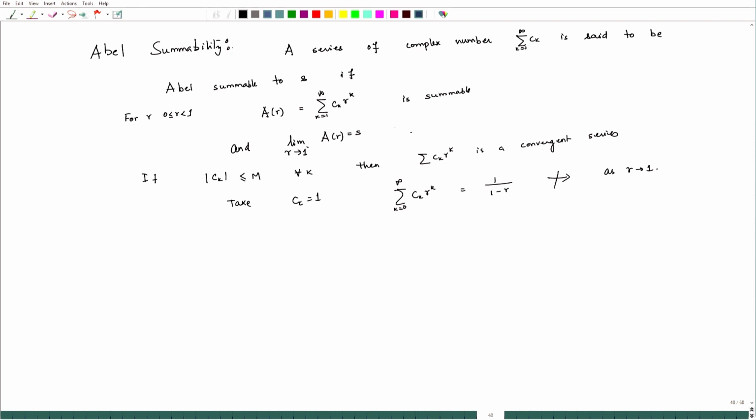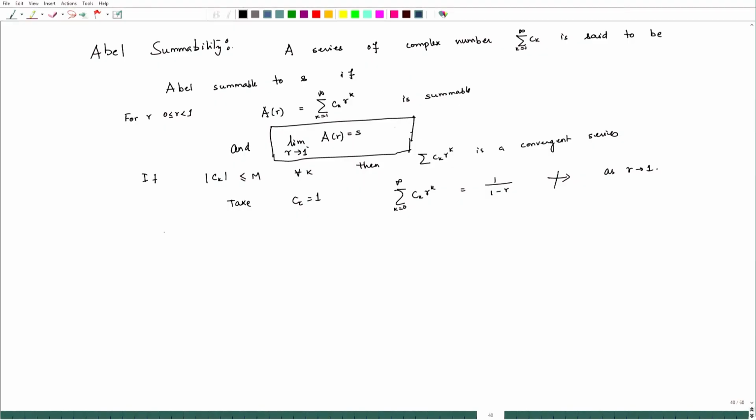So, now we need to take extra care to check, in order to conclude that this is Abel summable, that the limit as r goes to 1 exists. But there can be some unbounded sequence c_k, which can be unbounded, and still A_r is going to exist. For example, let us take c_k equal to k.